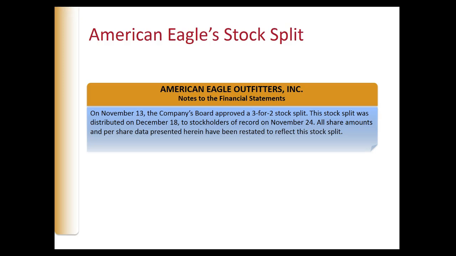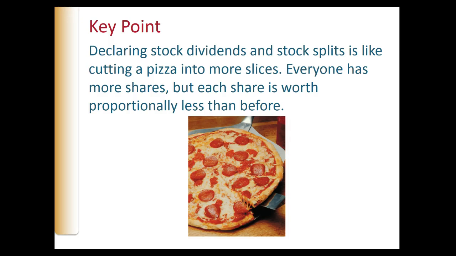This slide shows the disclosure American Eagle had in its 3-for-2 stock split. The stock split was distributed on December 18th to stockholders of record on November 24th. All share amounts and per share data presented herein have been restated to reflect this stock split. Important to note, declaring dividends and splits is like cutting a pizza into more slices. Everyone's got more shares, but each share is really worth proportionately less than it was before.